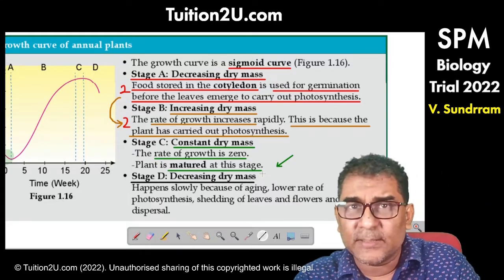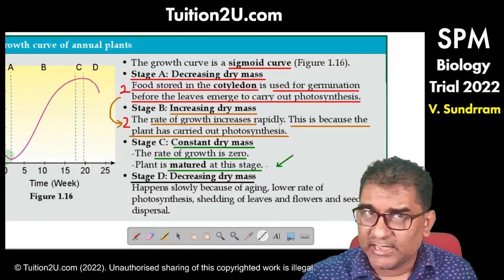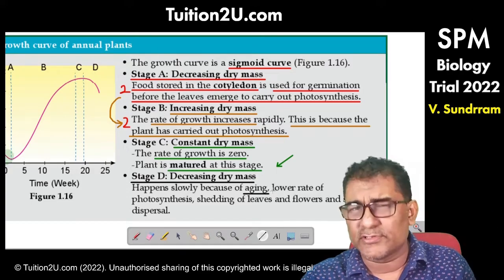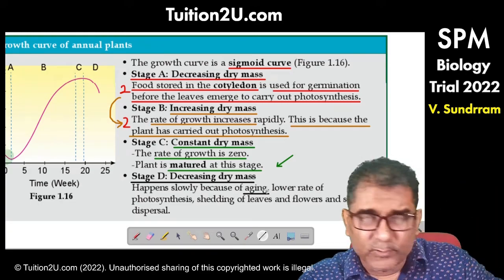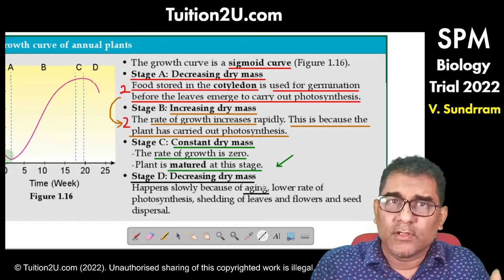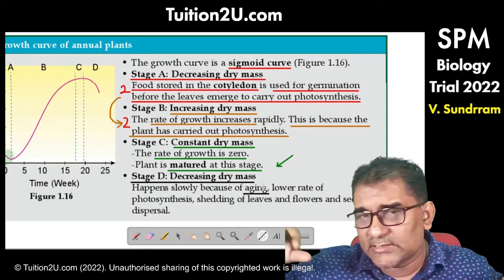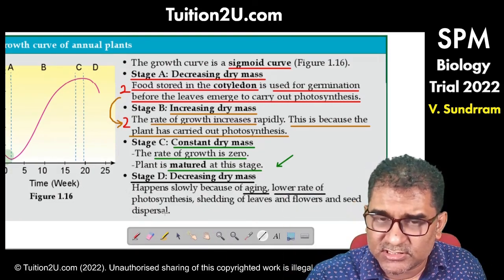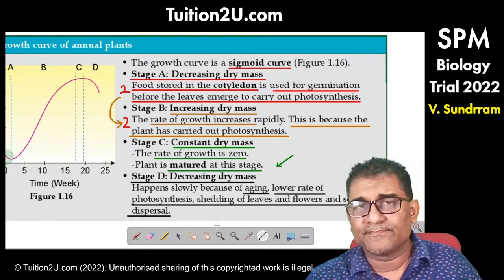So the whole answer is dry mass. Decreasing, increasing, constant, decreasing again. Why decreasing at the end? It's aging. They have reproduced. Their job is done. They have grown, they have reproduced, they have produced the seed. That is what they grow to reproduce. Once the seeds are dispersed, their job is done, they can die. So lower rate of photosynthesis, shedding of the leaf, the seeds are dispersed and the plant dies.